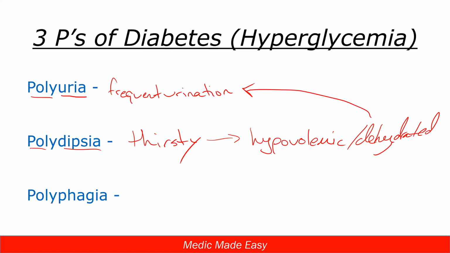So polydipsia is thirsty, right? And they're thirsty. It's secondary to that polyuria. They're peeing so much, they're dehydrated. So now they need more water in their system. Okay? So they're thirsty. And then the last one is the interesting one, polyphagia, okay? Which is increased hunger. And we're very, very hungry.